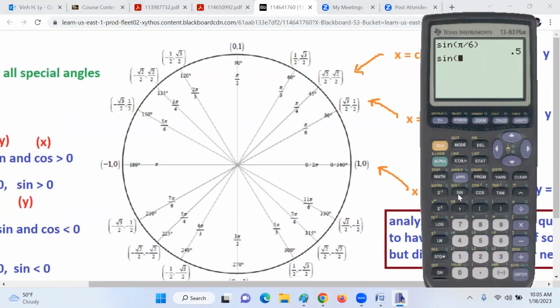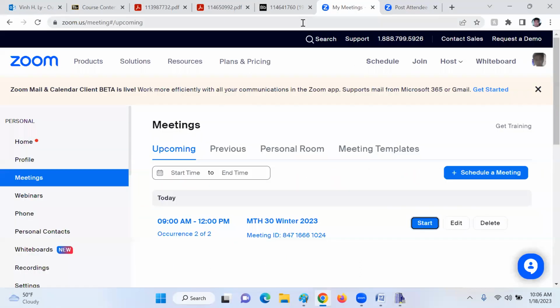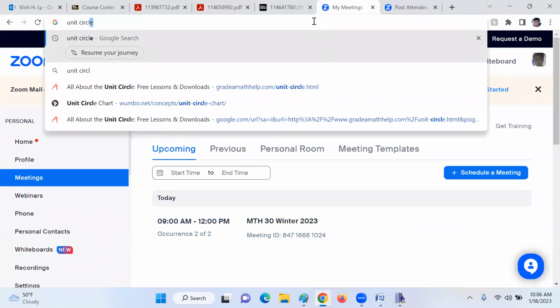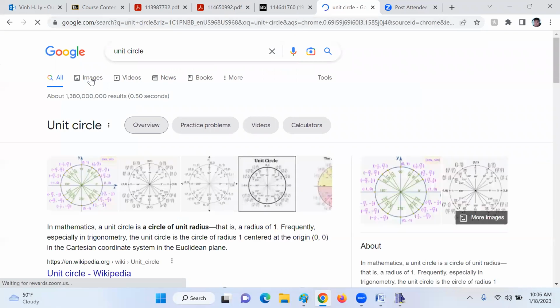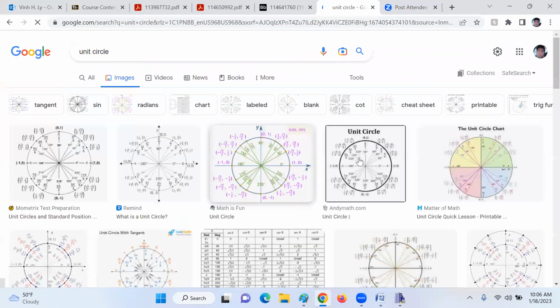So let's say I want to check the sine of 5 pi over 6. We don't want to calculate that, because we know the y-coordinate, the sine, will be 1/2. So we're not going to do it every single time. We can simply look at the y-coordinate for that. If you ask me how we can get the unit circle, we can just figure it out.